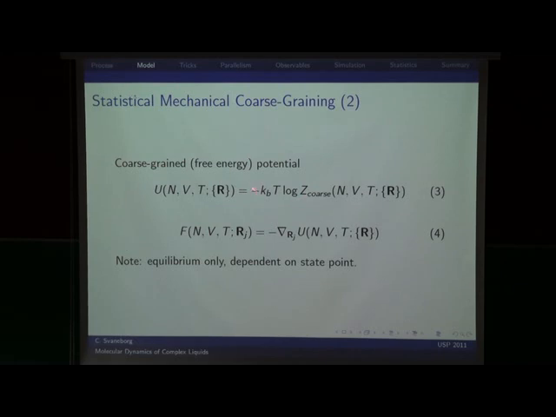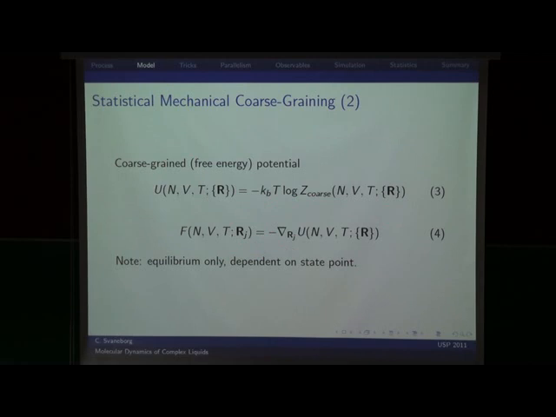And what we can do now is calculate a free energy potential, or potential of mean force as it is called, which depends on all these coordinates, but is given by minus kBT times the logarithm of the coarse-grained partition function. And we know then that we can calculate the true force, not the free energy, now it's a force, by taking minus the gradient of this potential.